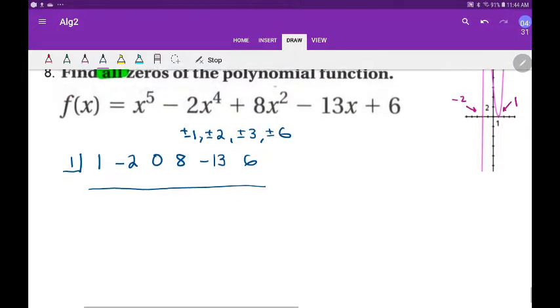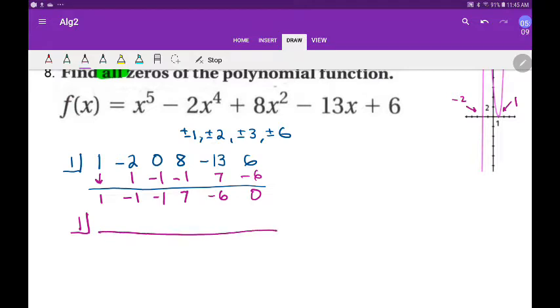Hopefully we get 0. So we bring down the 1, and 1 times 1 is 1, plus -2 is -1, 1 times -1 is -1, plus 0 is -1, 1 times -1 is -1, plus 8 is 7, 7 times 1 is 7, plus -13 is -6, times 1 is -6, added to 6 is 0. Okay, and by the way, I know this happens twice because I have this graph, so I'm just going to use it again. Okay? You say, is that legal?